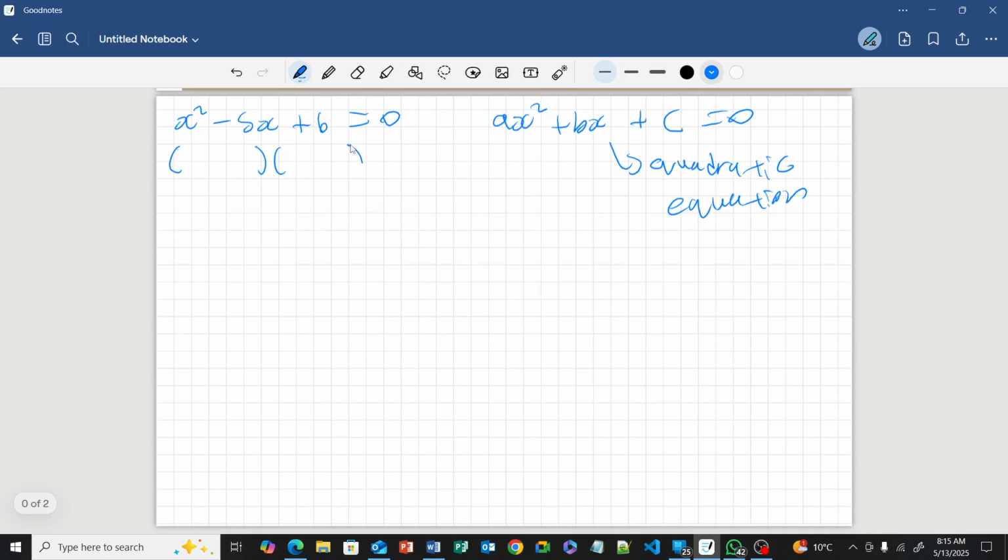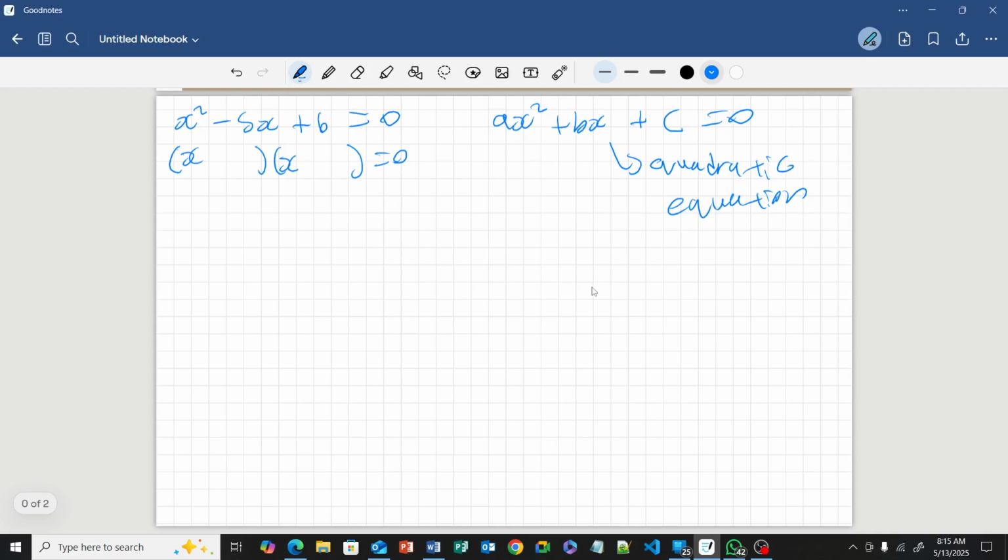So we are going to factorize it by opening the two brackets and equating it to 0. Now we don't have any coefficient in front of x squared, so I'm going to place two x's there. Now the next step: we are going to look for factors of 6 that we can add together to give us minus 5.